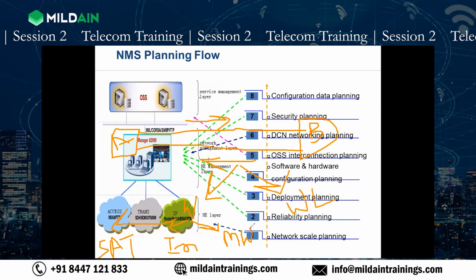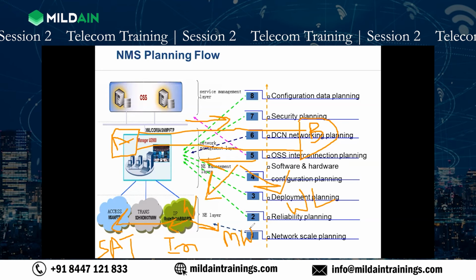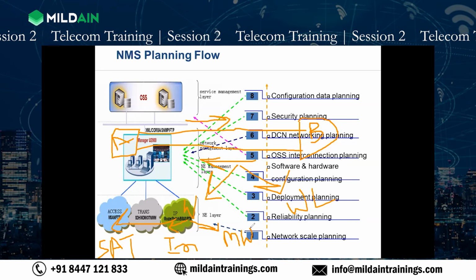For example, you have heard of Lakshadweep and Andaman. They don't have fiber connectivity, so everything is running on satellites.